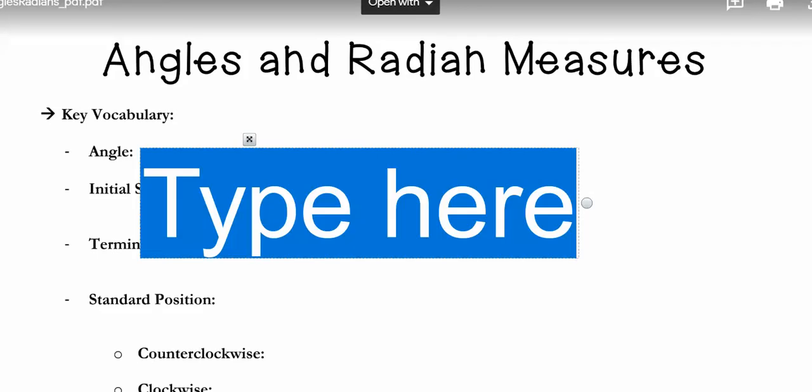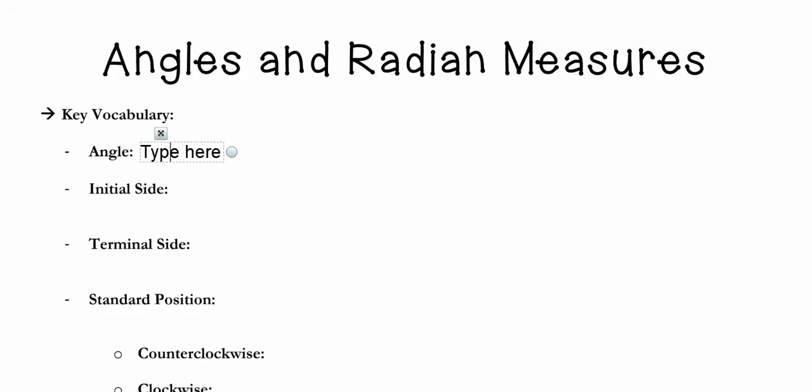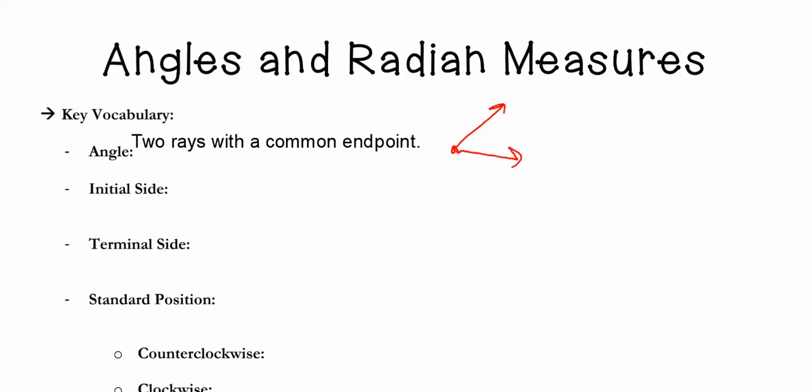So the first key vocabulary, and I'm going to see if I can type this versus write it. An angle is two rays with a common endpoint. So the definition of an angle is where I have two rays with a common endpoint. So if I were to take, here's a ray, they have that common endpoint. That's what would get an angle, okay?